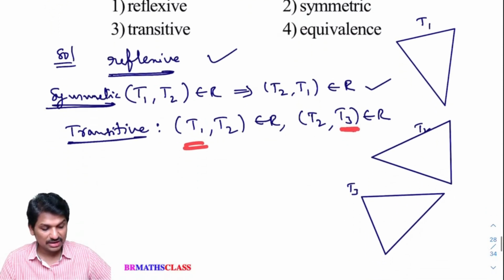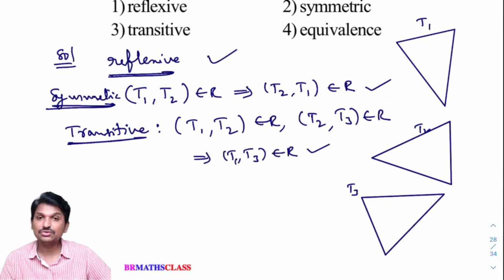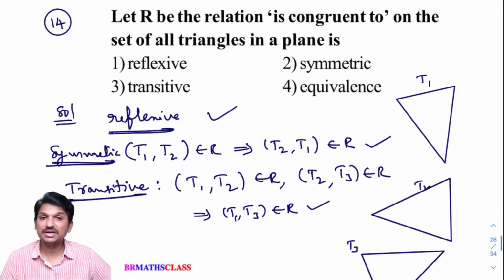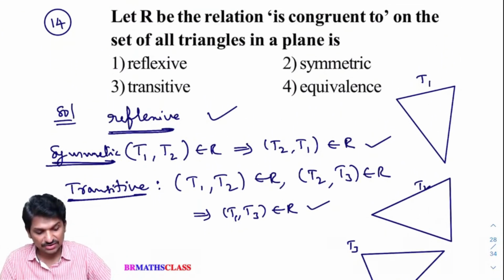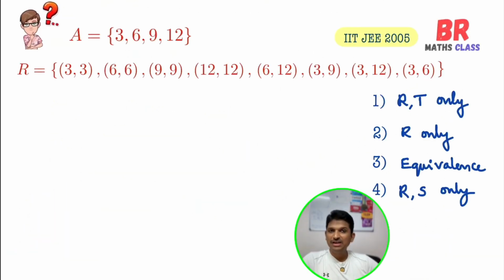I hope you are understanding. So we can easily say that T1, T3 belongs to the relation. Therefore, this relation is transitive. This relation is reflexive, symmetric, and transitive also. So we say that this relation is an equivalence relation. I hope you understand. So we'll take some problems which were given in previous year JEE papers, and we'll solve those problems.